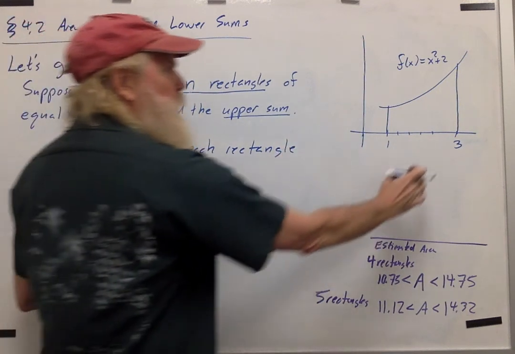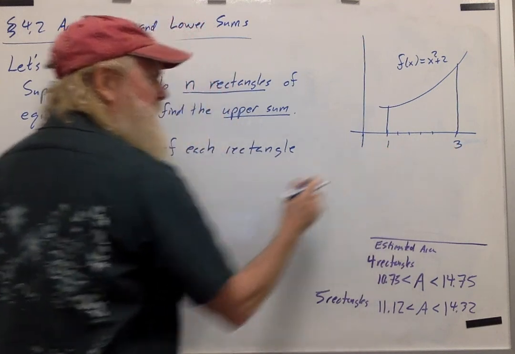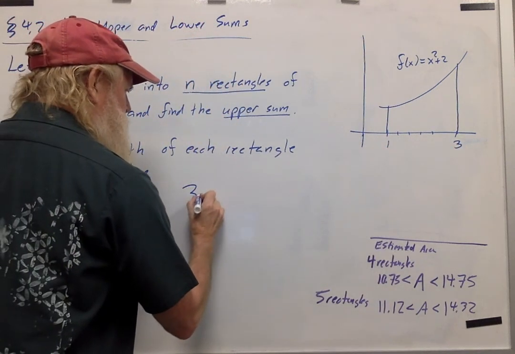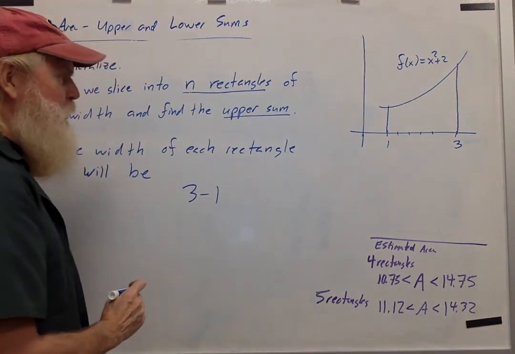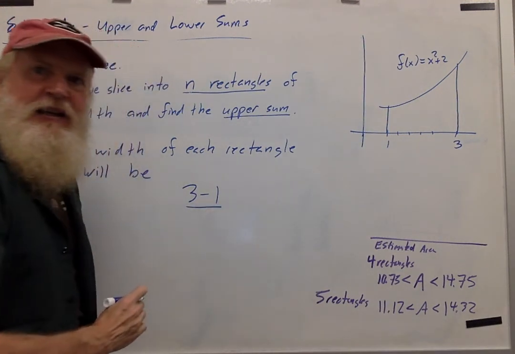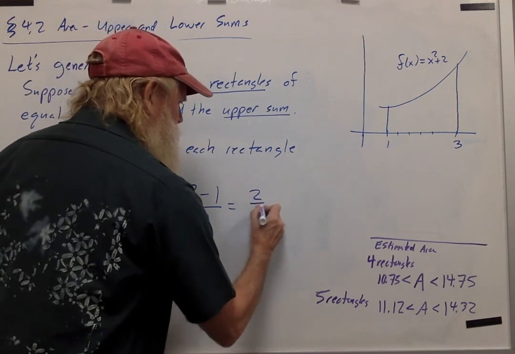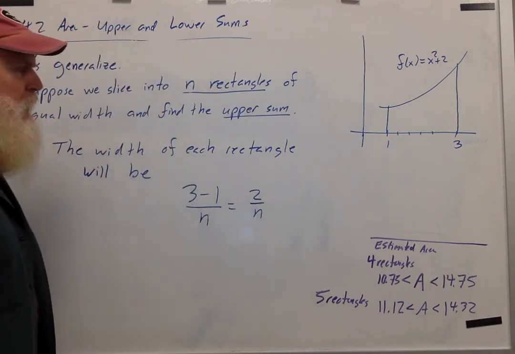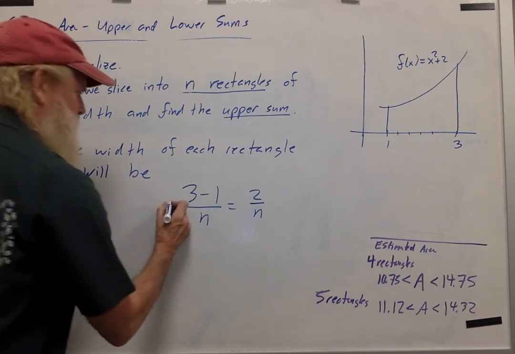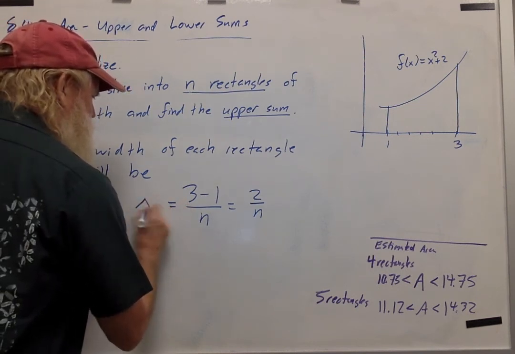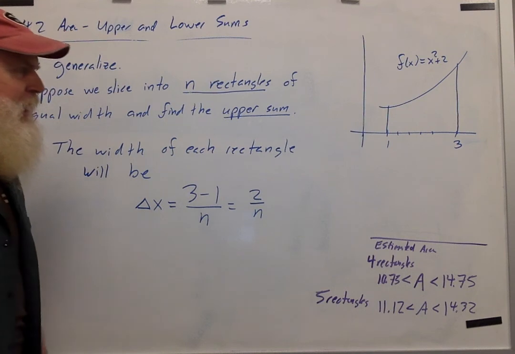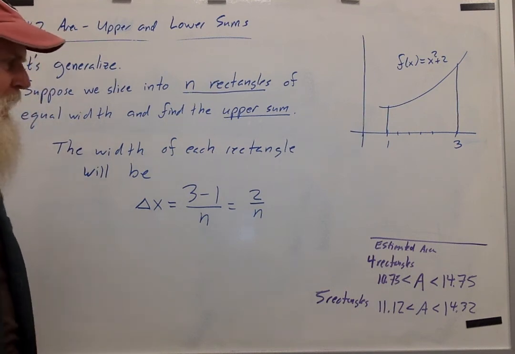To figure that out, we need to take the total width of the interval. So I take the right endpoint minus the left endpoint, 3 minus 1, and then I'm going to divide that into n equal pieces. So that means that the width of each interval is going to be 2 over n. We're going to call that delta x, and delta x represents the width of each rectangle.